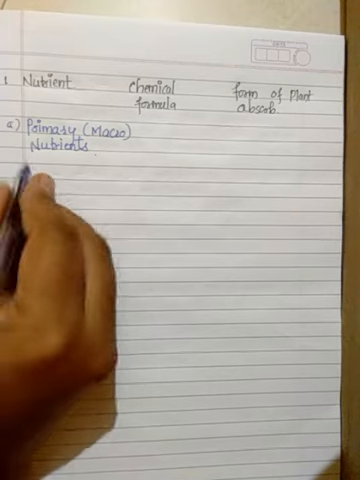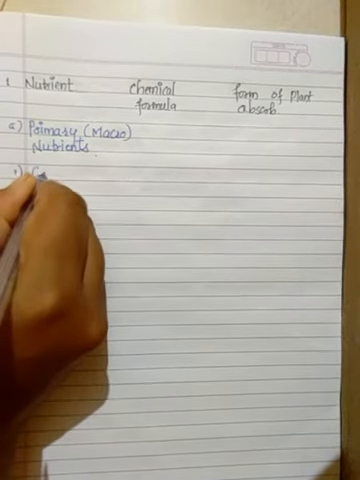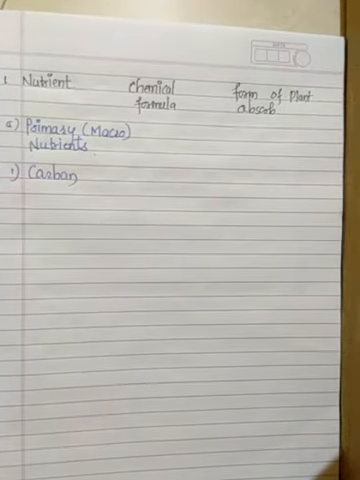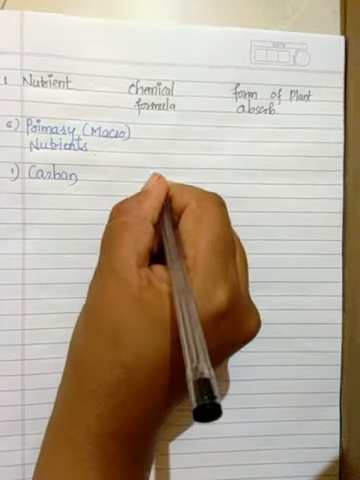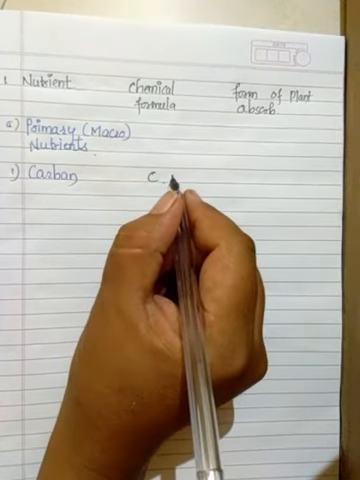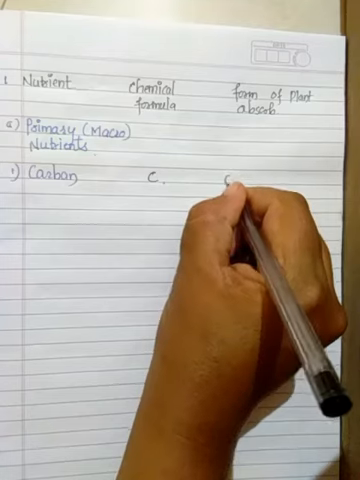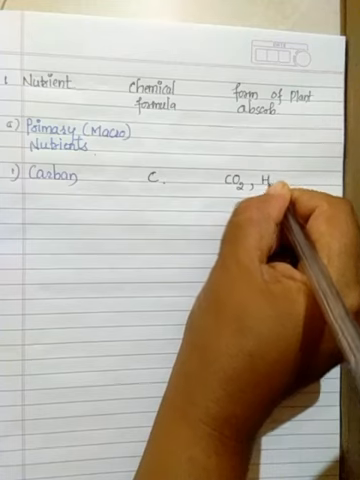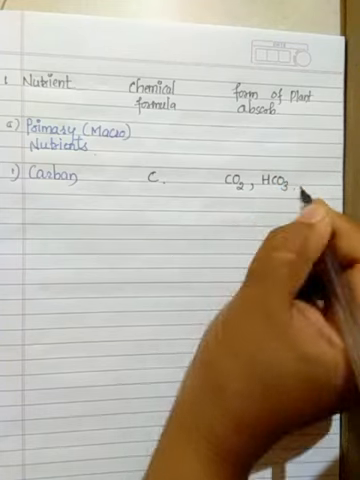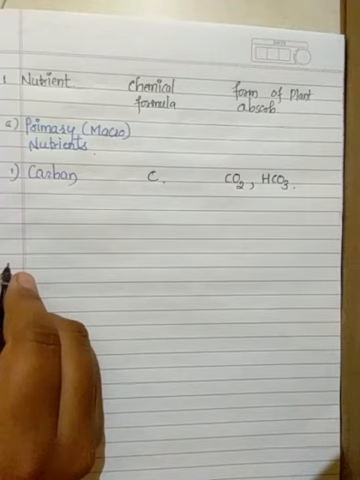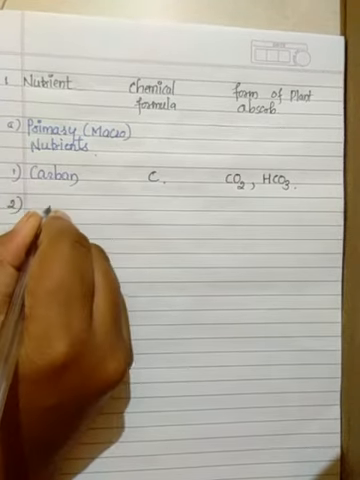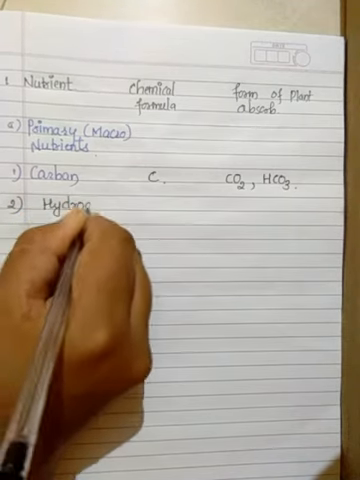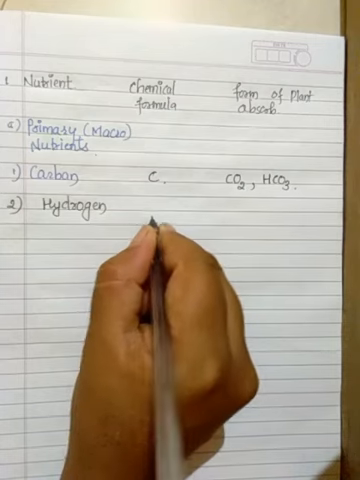In the macronutrients, the first element is carbon. And you have to know the symbol for carbon. Which is the symbol for carbon? Yes, C. And in what form is it taken up by the plant? Carbon can be absorbed from carbon dioxide and also HCO3. These are the two forms from which the plant can absorb it. The next element is hydrogen. Yes, a very important element required for the growth of the plant, essential for the plant.